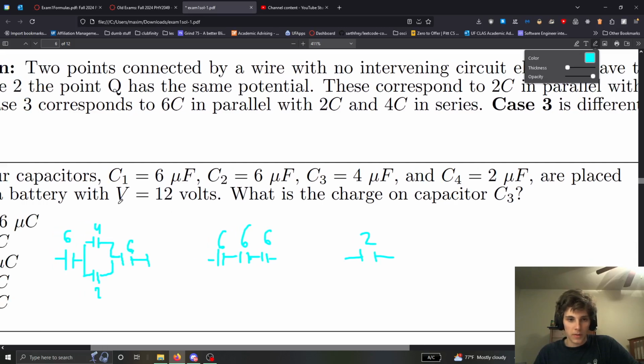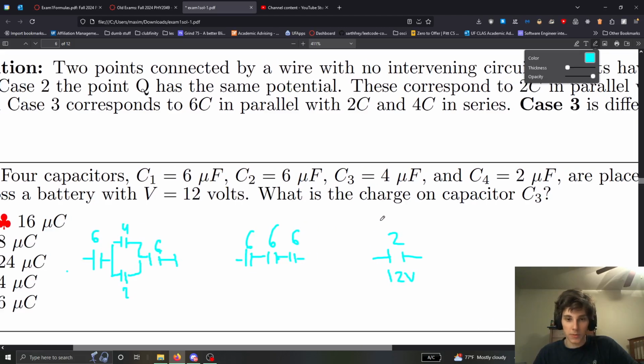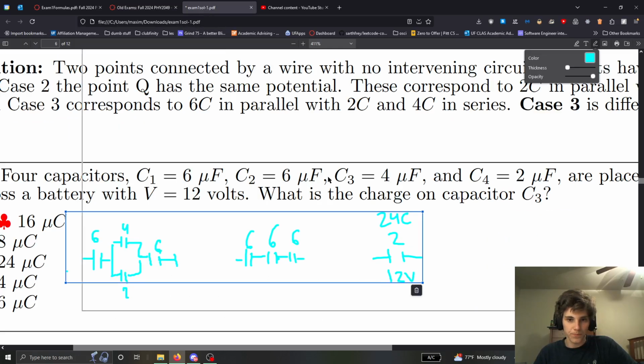Now, the battery is supplying 12 volts to the whole thing, which means that this lone capacitor would theoretically be getting 12 volts. Multiply the two together, just making sure I am doing this correctly, and you get 24 coulombs, right? Because of this equation.